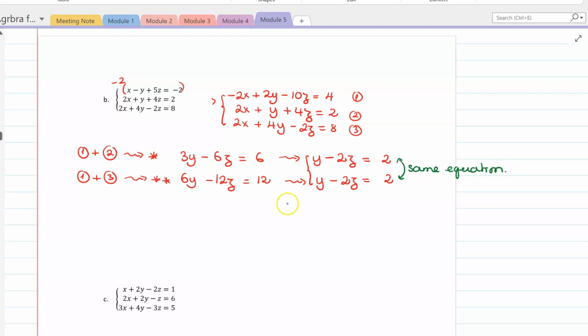So if you take star and subtract 2 star, you will get 0 equals 0. This then implies the system has infinitely many solutions because this is a true statement.